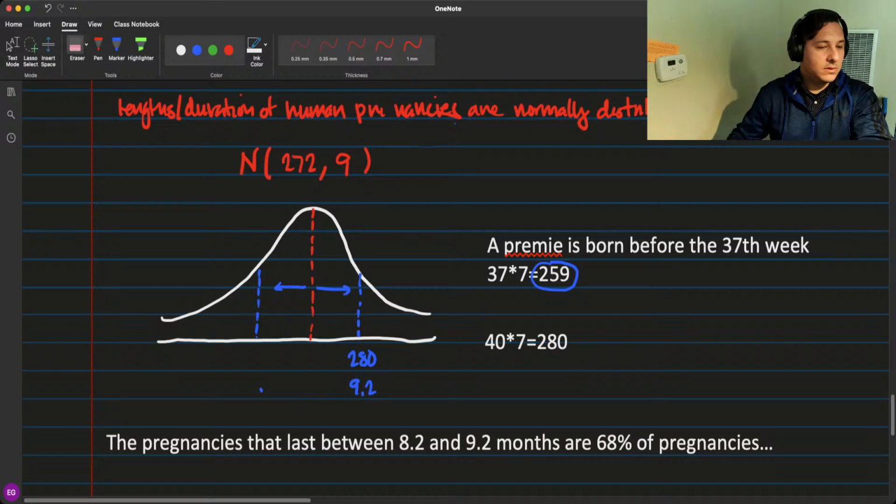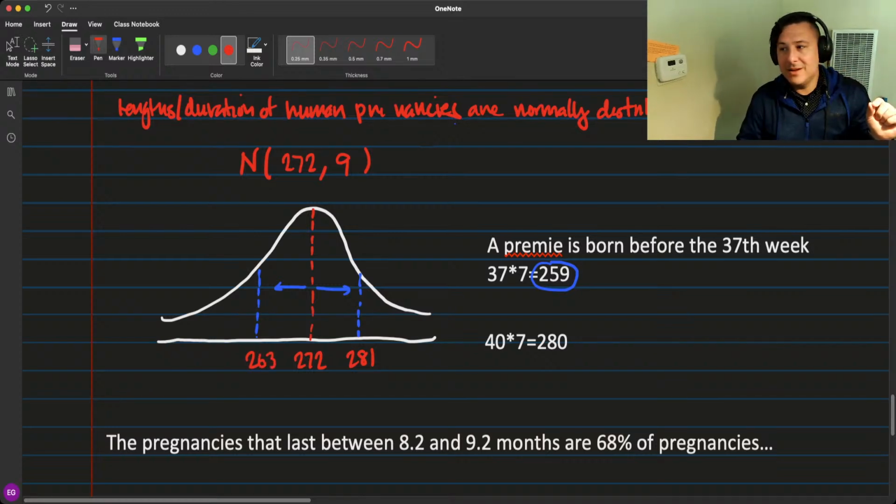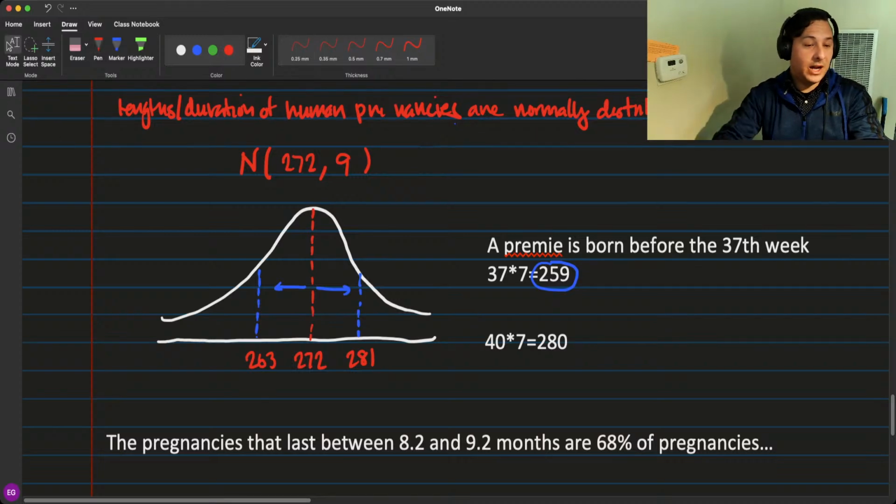Okay, let's erase those numbers. Let's start off here at 272. So if you add 9, you're going to get 281. If you subtract 9, you're going to get 263.